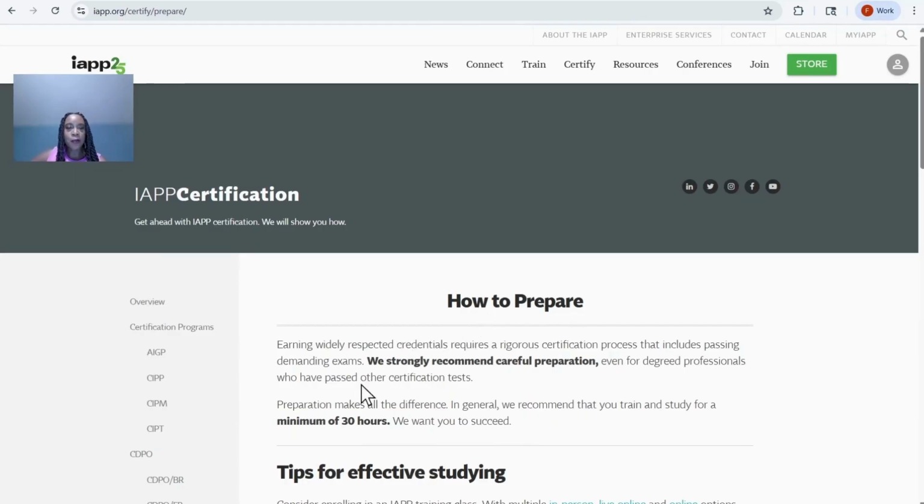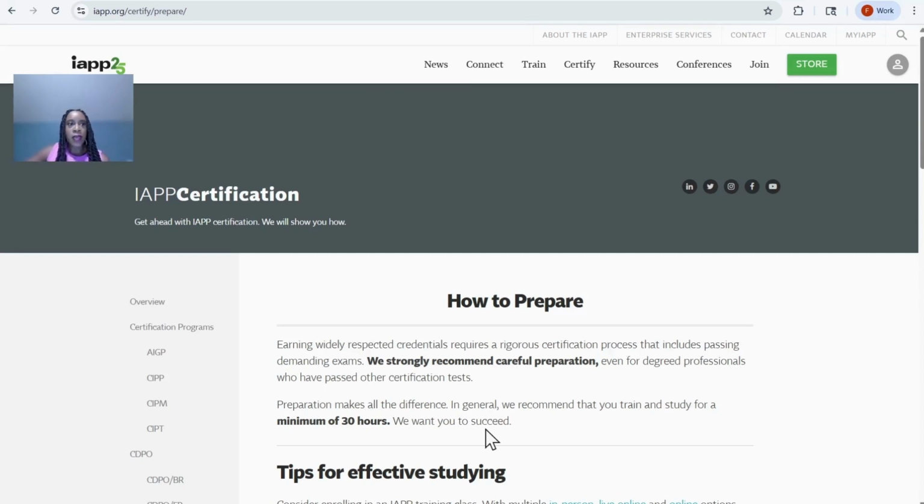How to prepare. Preparation makes all the difference. In general, we recommend that you train and study for a minimum of 30 hours. We want you to succeed. Okay. So if you're giving yourself 3 months and you're going to spend the minimum amount of time, 30 hours, then you probably only need to do 1 hour every 3 or 4 days.